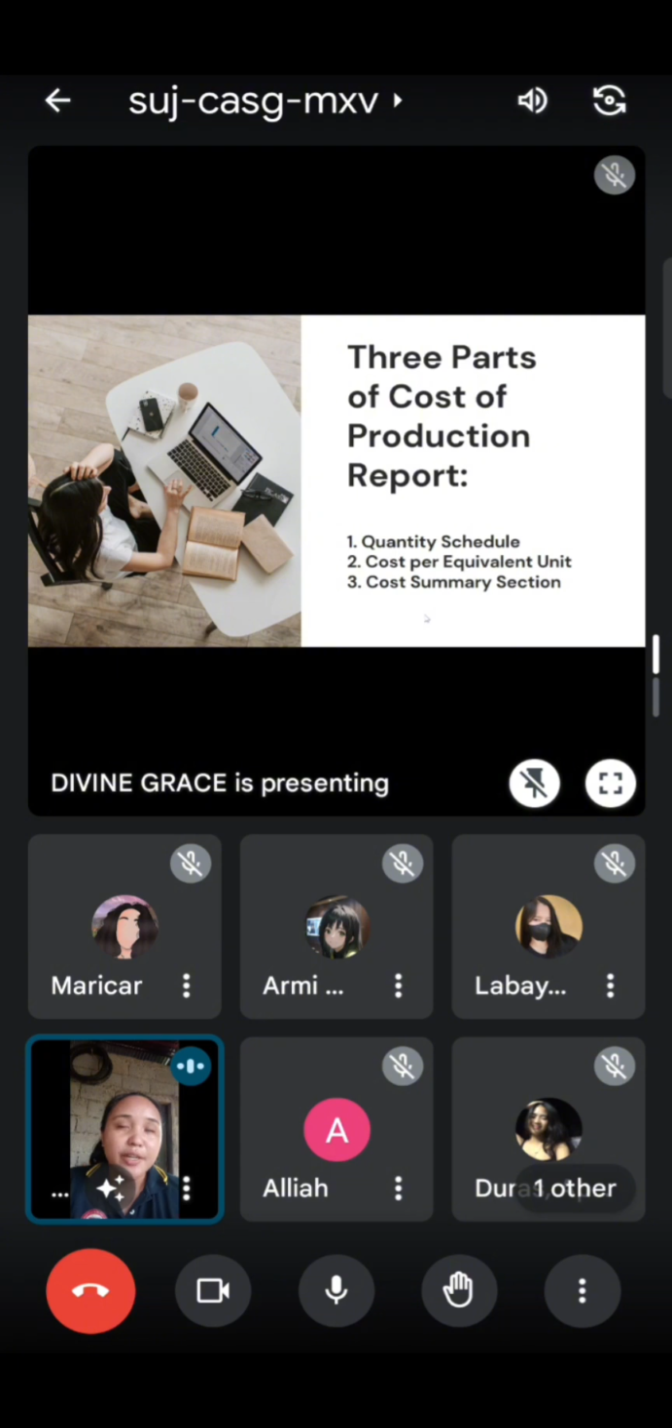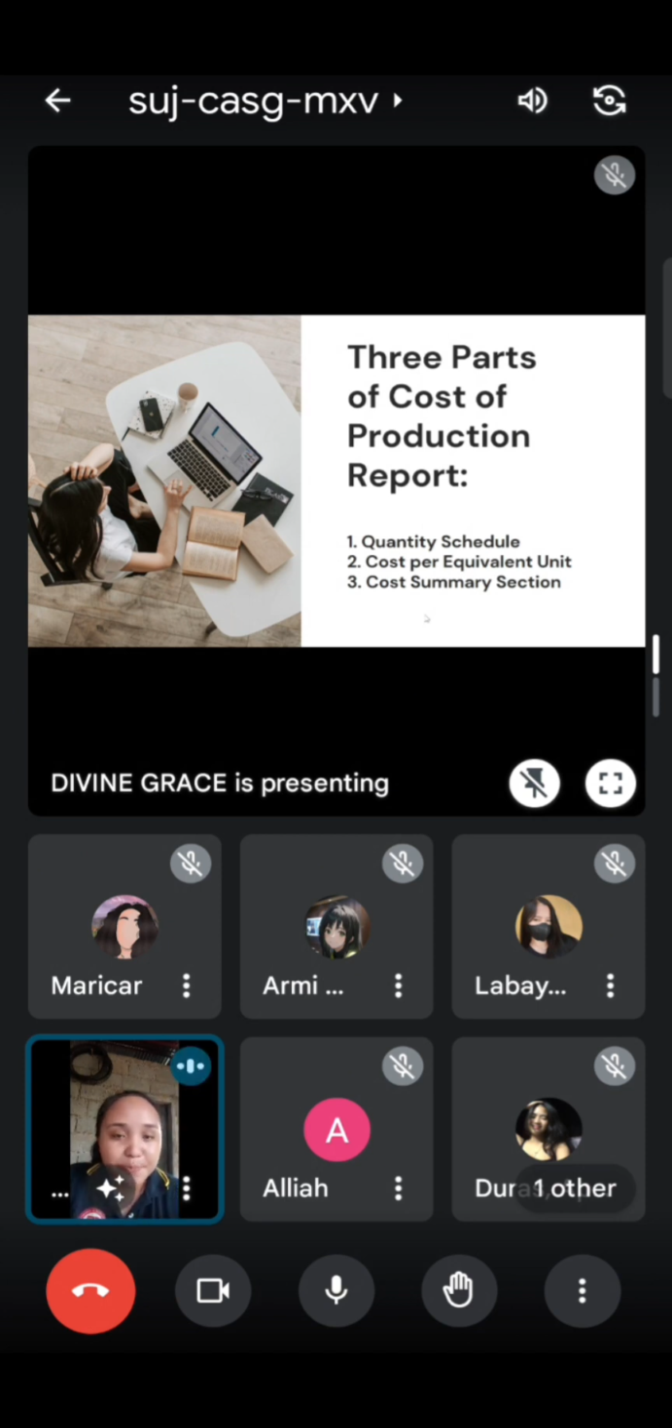So, for example, ang goal ng isang industry is makaproduce siya ng 10,000 units. So, doon mo rin makikita yung kunyari 70% pa lang ang completed, tapos 15% yung transferred out, and then 15% din yung is still in progress. So, ganun sa quantity schedule, makikita mo lang kung ilang units yung ipoproduce nila sa isang specific na period.